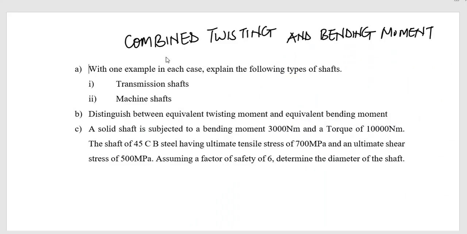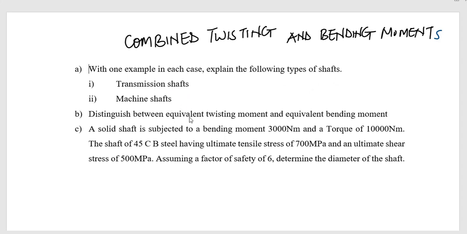Hello friend, in this discussion we want to discuss a number on combined twisting and bending moments. With one example in each case, explain the following types of shaft. Roman 1, transmission shaft. Roman 2, machine shaft.